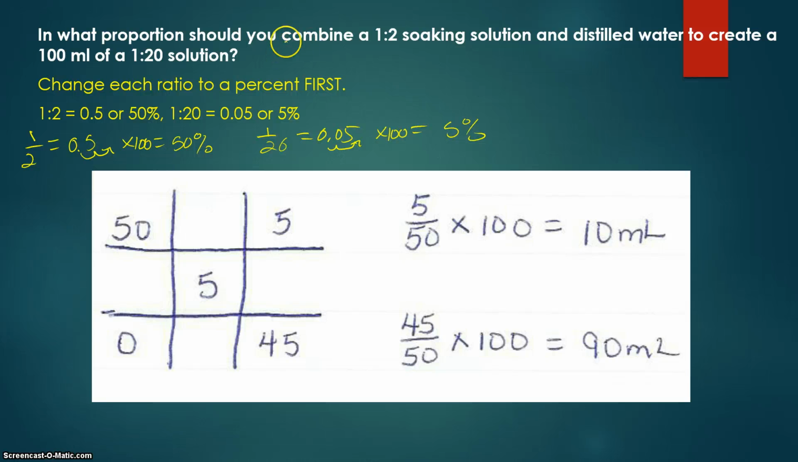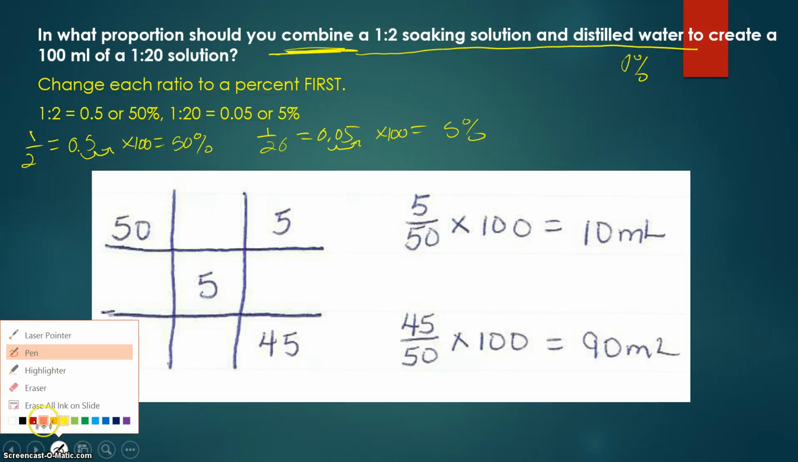Okay, and the question states, in what proportion should you combine? So combine, here's our keyword. That means add a 1 to 2 soaking solution and distilled water. Distilled water doesn't have a percentage attached to it. It doesn't have a percent activity. It's considered a base. So that's 0% right there. Right? Now we're going to set up our grid.